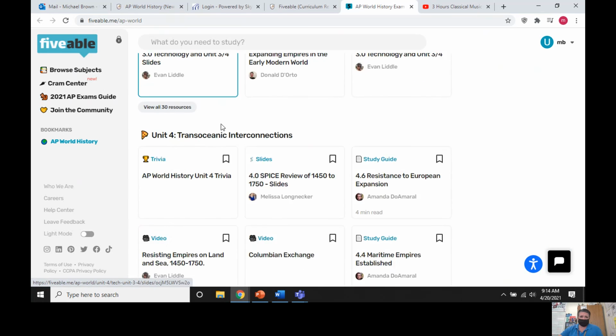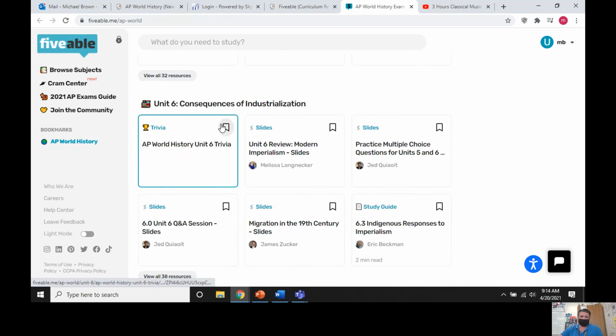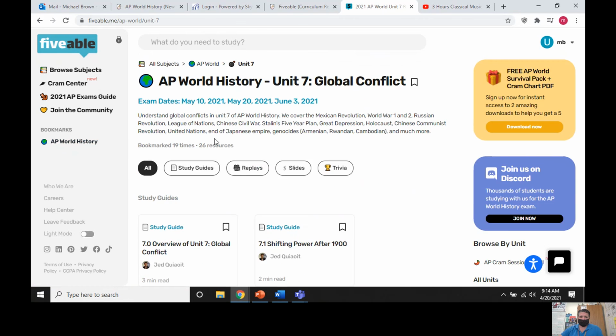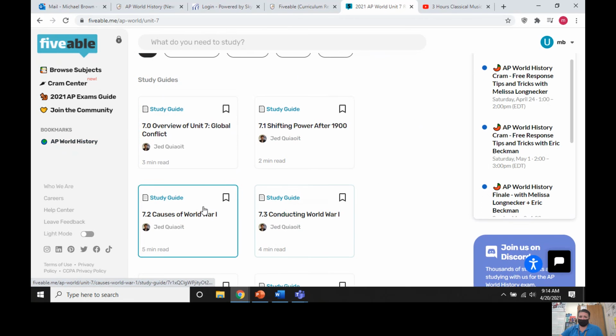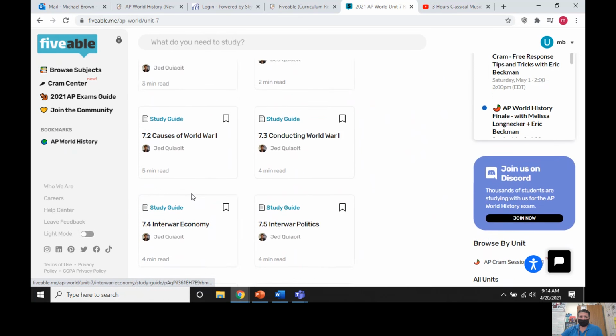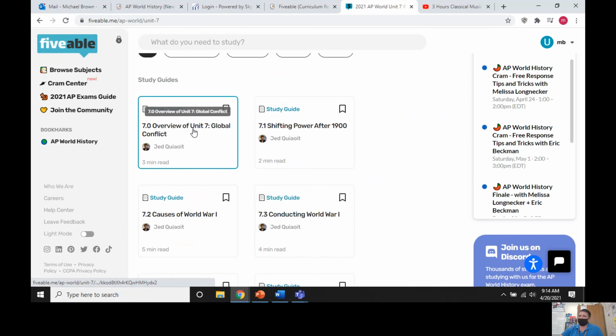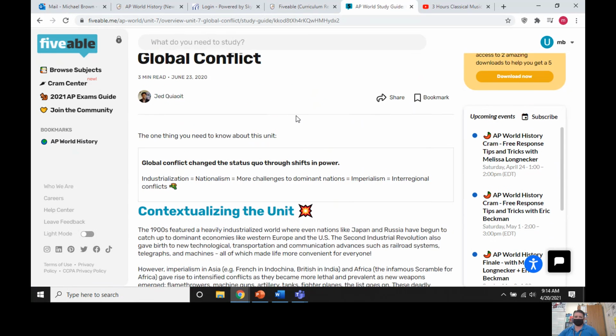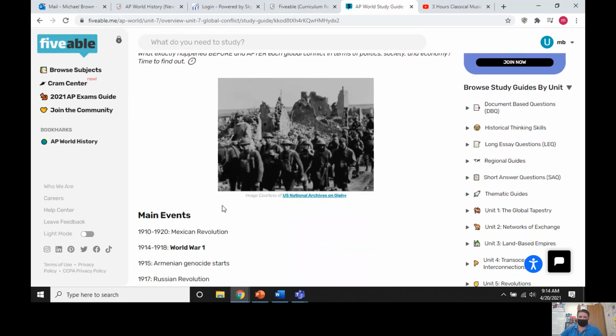But let's go all the way to your first unit that the DCA is over, Unit 7, Global Conflict. You click on Unit 7. And then for each major subcategory, they're going to have a little page. If nothing else, look at the overview. I mean, the overview is pretty good, especially if you've forgotten some of it. It'll give you a good introduction.